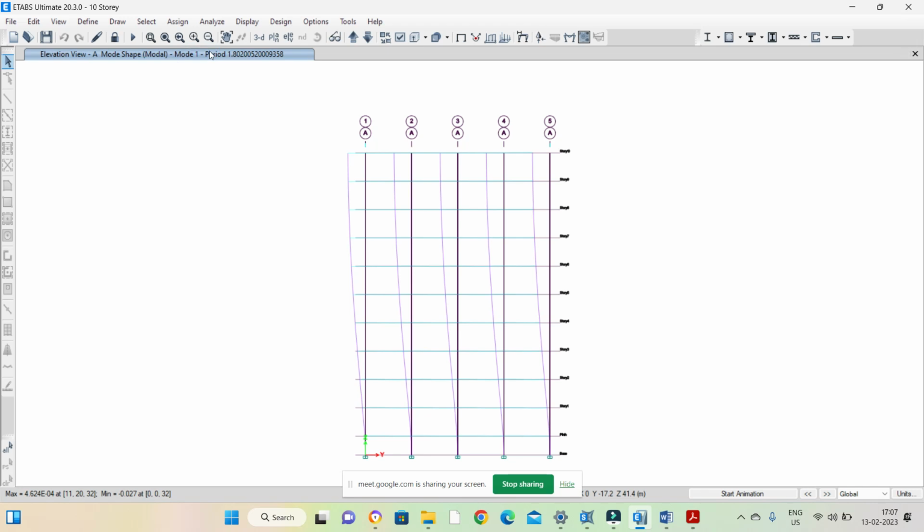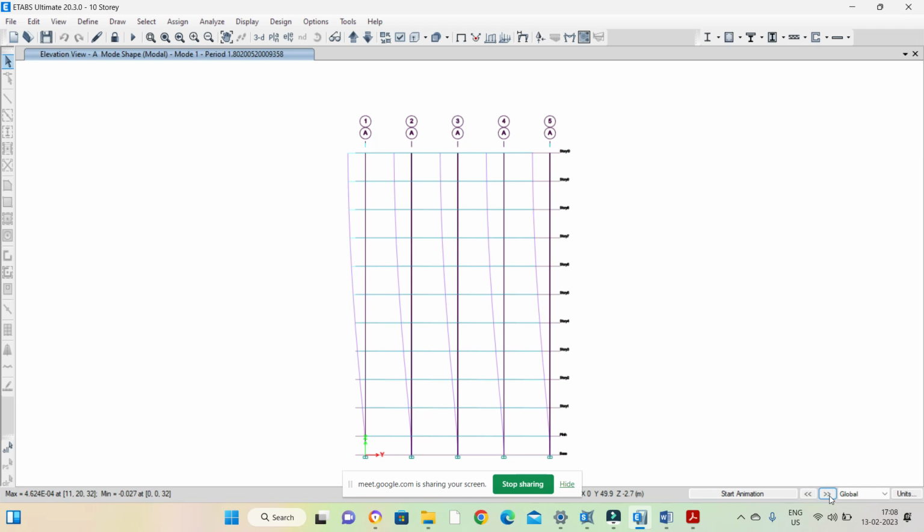Who can tell? This is actually the translational mode in y direction. It means the structure is vibrating in y direction. So we can say the first mode is the mode of y direction, not of x direction. Next, move to mode 2. Here you can see which mode this is. Here it is written mode 1, so mode 1 is the fundamental mode of y direction.